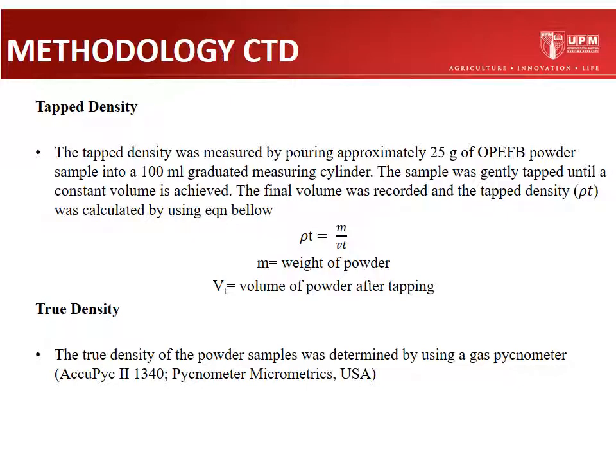For the true density, the powder sample was determined by using a gas pycnometer. It used the gas displacement method to determine accurate volume of sample at given mass. The sample chamber used for OPEFB sample was 3.5 cubic centimeter.